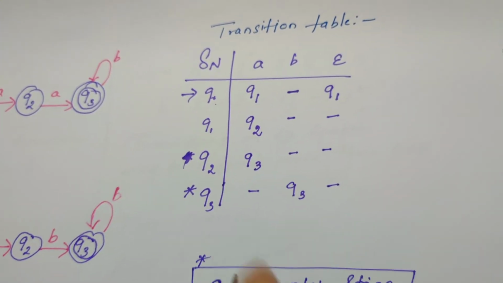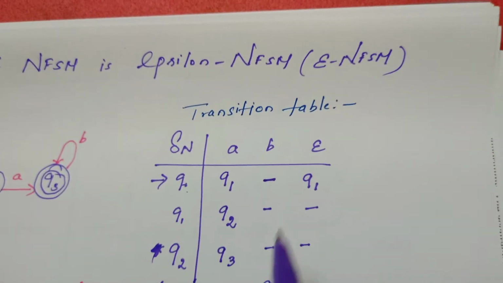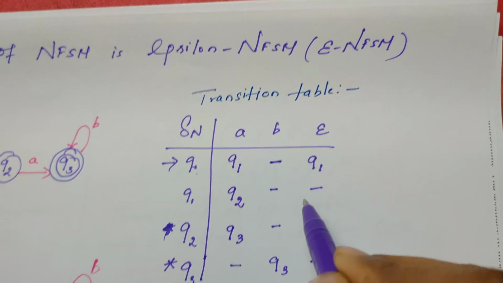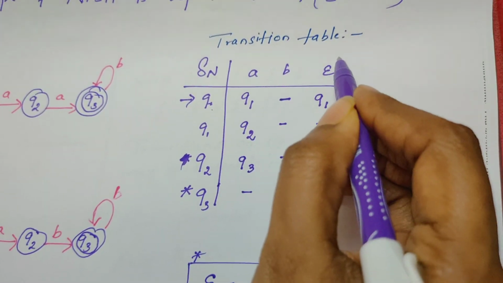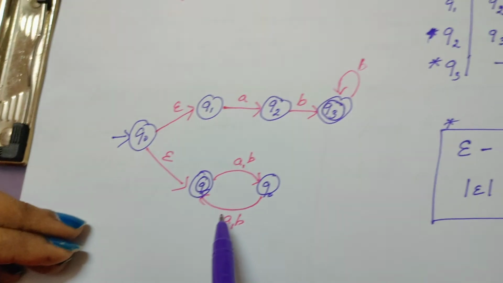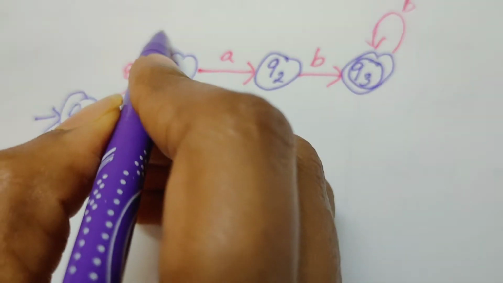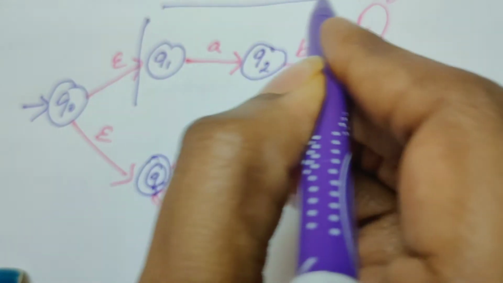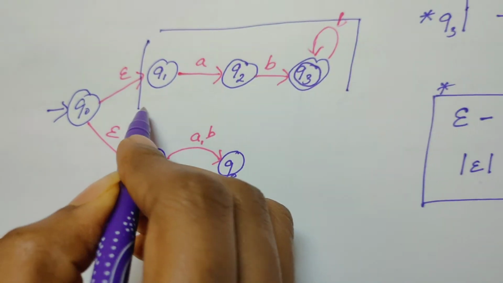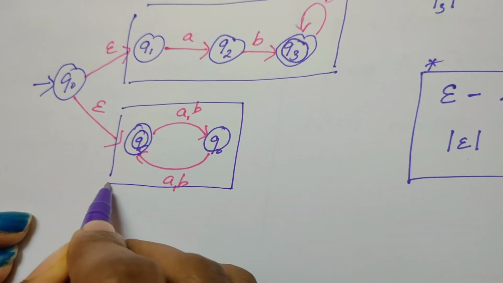This is also a variant of NFSM, which includes Epsilon transitions. That is why, along with the input symbols, I have included Epsilon also here. Similarly, we have another transition diagram here. This transition diagram, in fact, connects two other transition diagrams. This is one transition diagram. This is another transition diagram.